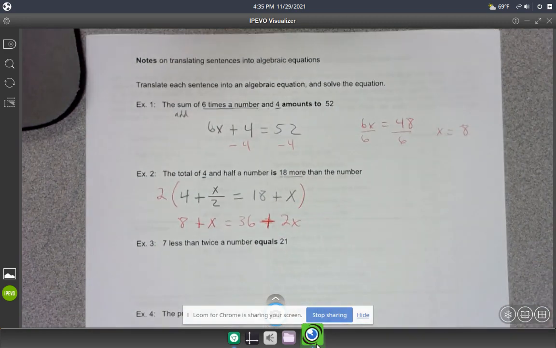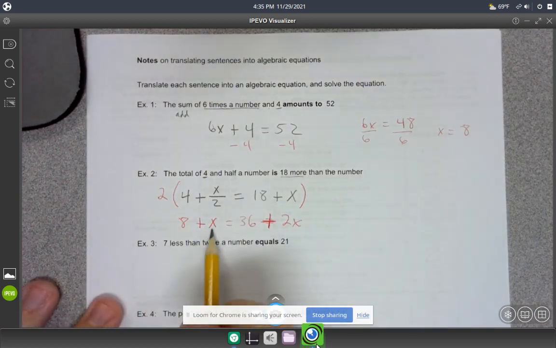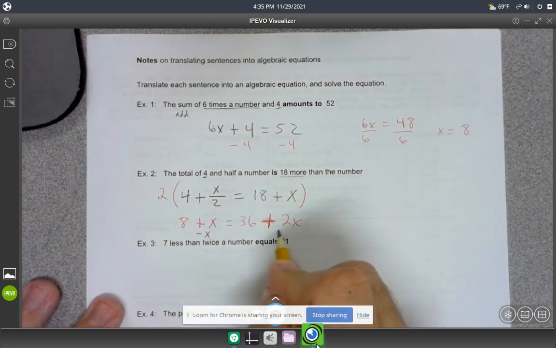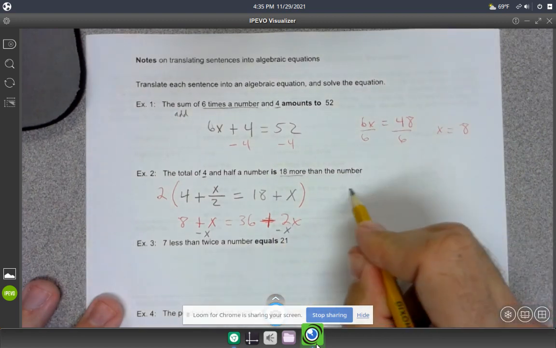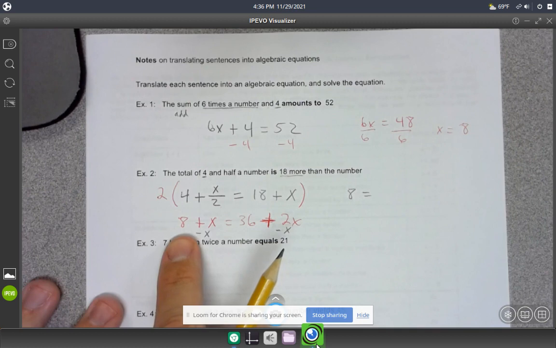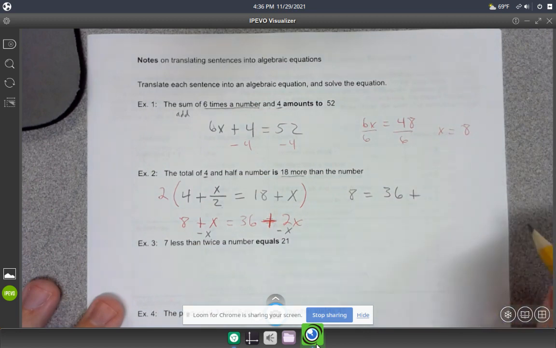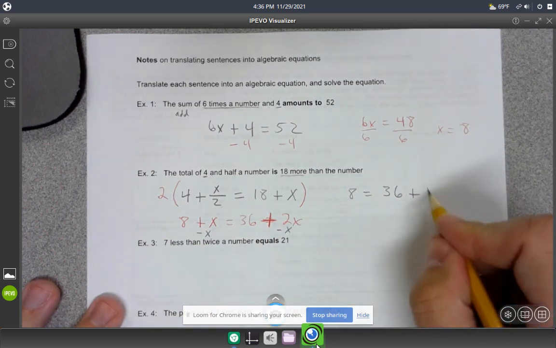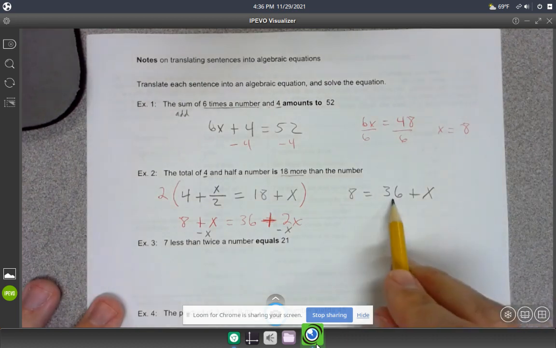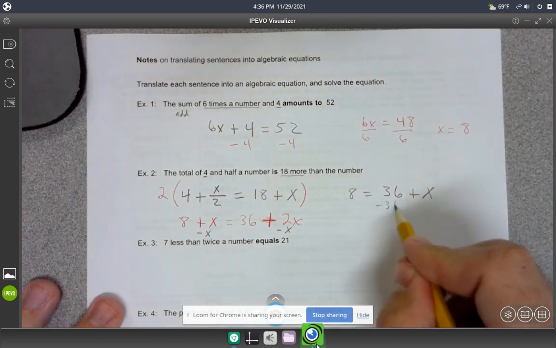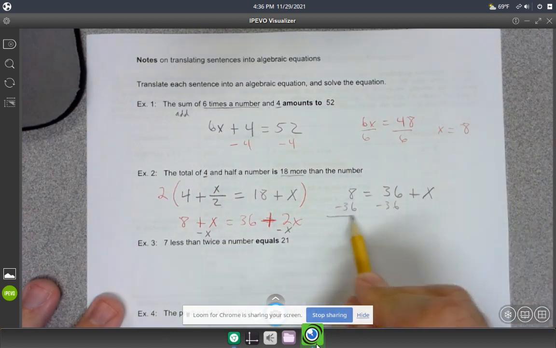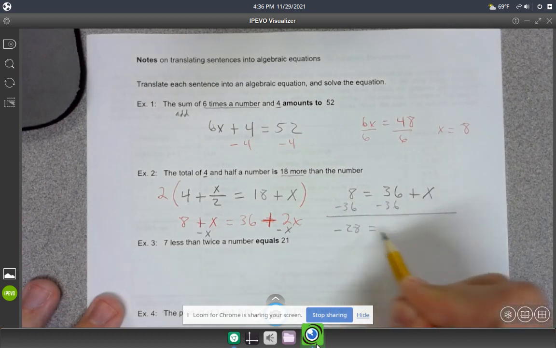We haven't actually seen one like this where you've got variables on both sides, but I'll show you real quick. I'm going to move all my variables to one side of the equation. So I'm going to subtract x from both sides. That's going to give me an 8 on the left-hand side. These are going to cancel. It's going to be 36 plus 2x minus x, which will just be 1x. And then you move the 36 to the other side. So minus 36. And 8 minus 36 is negative 28. Cool.